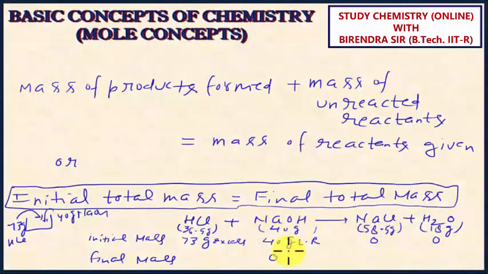40 gram gives 58.5 and given also 40 gram. So here you will get 58.5 gram of NaCl. 40 will give 18, so here H2O is 18. Now 40 requires 36.5. Since 36.5 will be consumed HCl, the remaining will be 73 minus 36.5, and this value is 36.5 gram.